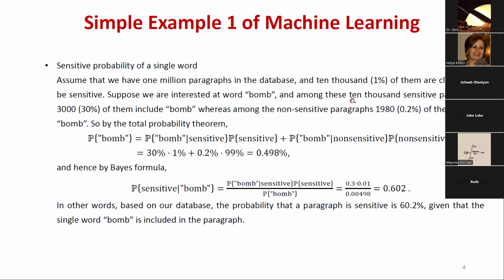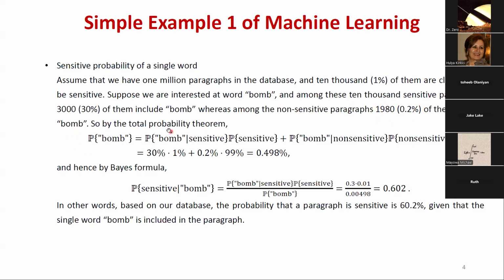So one part is sensitive, right? Sensitive total is 1%, and the other part is non-sensitive. Sensitive is 1%, which means 99% are non-sensitive. Among this 1% sensitive, 30% include this word bomb, which is really something very dangerous, so we need to have a look at this. And in the other 99% non-sensitive paragraphs, 0.2% of them include this word bomb.